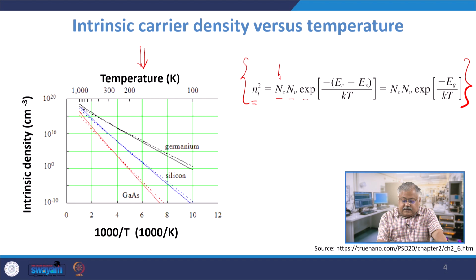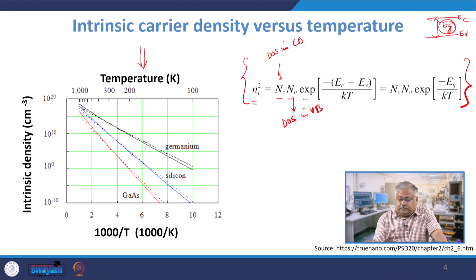What is Nc? Nc is basically the density of states in the conduction band, and Nv is the density of states in the valence band, the number of states which are available in the valence band per unit volume. Ec is the conduction band and Ev is the valence band. So, Ec minus Ev will be nothing but Eg. So, this is your Ec and this is your Ev, then the difference between them is basically your Eg, and therefore, I get Nc Nv to the power minus Eg by kT. Even if we do not consider Nc Nv as a function of temperature, if you go on increasing the temperature here, this quantity reduces.